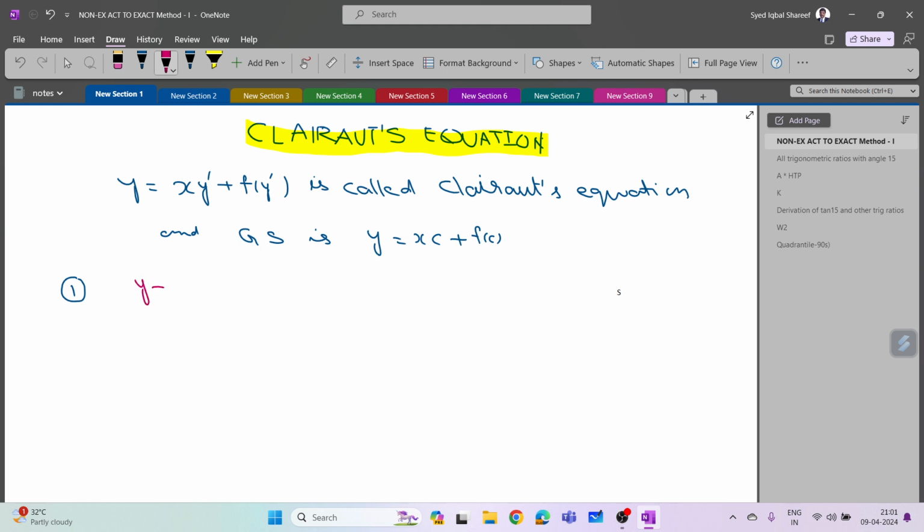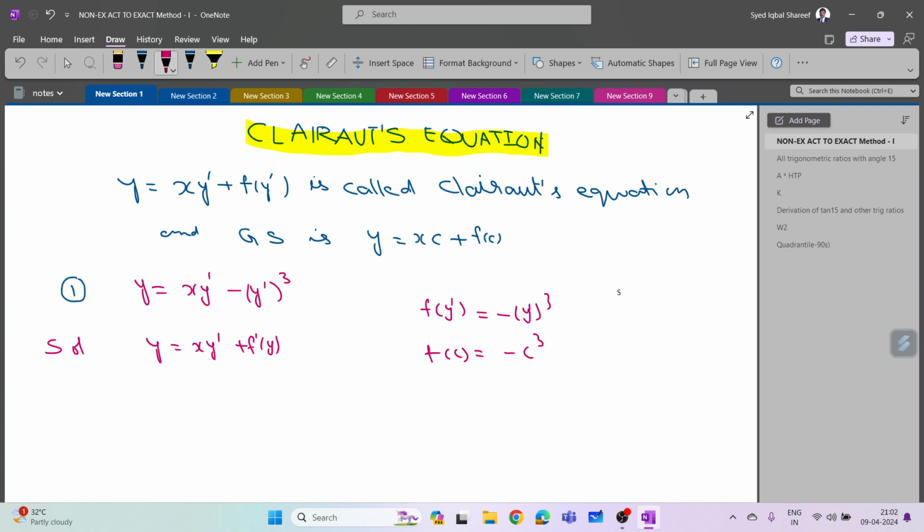We'll come to know y equal to x y dash minus y dash cube. This is the given problem. Solution is, comparing with the standard equation. What is the standard? y equal to x y dash plus f of y dash. So f of y dash equal to minus y dash cube. So f of c equal to minus c cube.